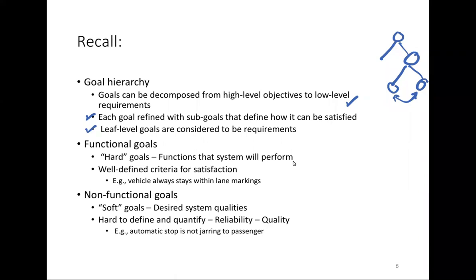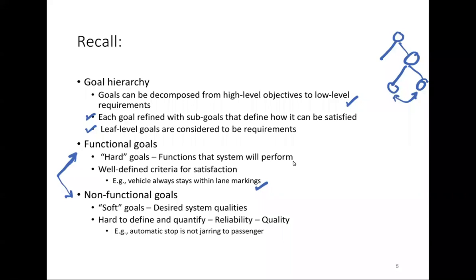As stated before, goals can be classified as either hard goals or soft goals. Hard goals we call the functional goals, similar to functional requirements, which are related to what the system would perform, like the functionality of the system in terms of an action that the system would perform. For example, vehicles will always stay within lane markings. This is a function of the system that allows vehicles to stay within the lane markings. It has to have well-defined criteria for satisfaction.